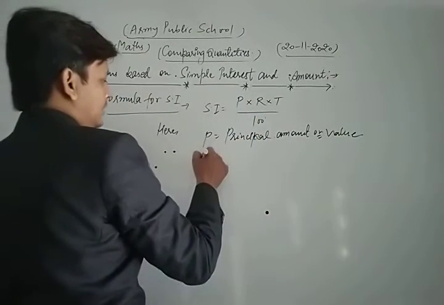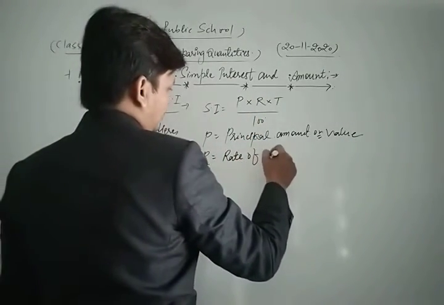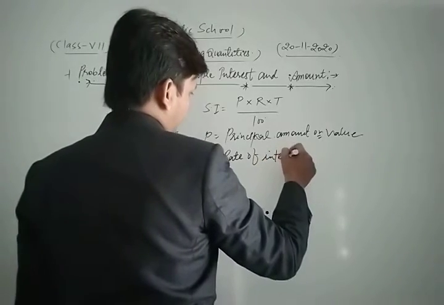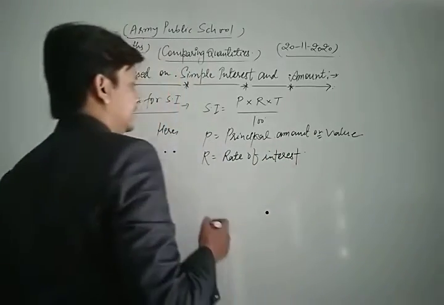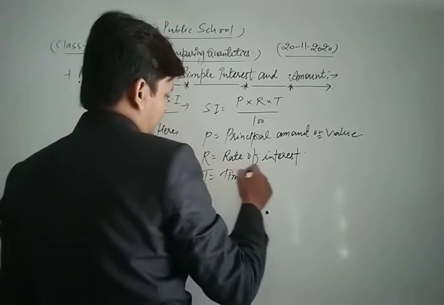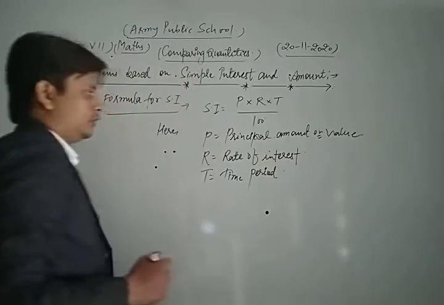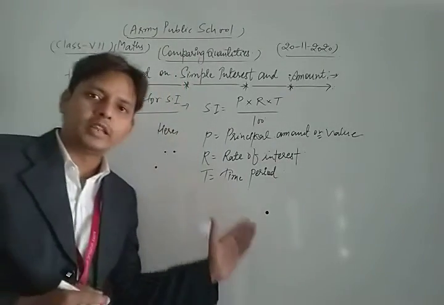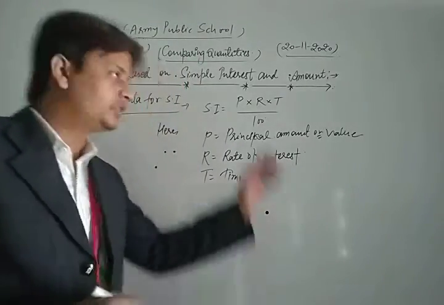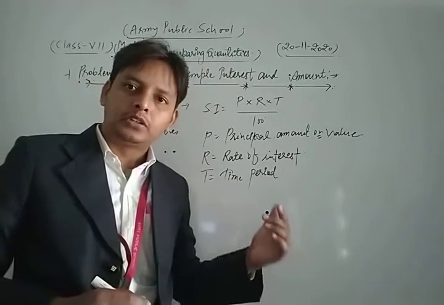Okay, and R is what? Rate of interest, and T is what? Time period, total time period. So this is a very important formula for the simple interest, which is what? Simple interest is equal to P into R into T upon 100.